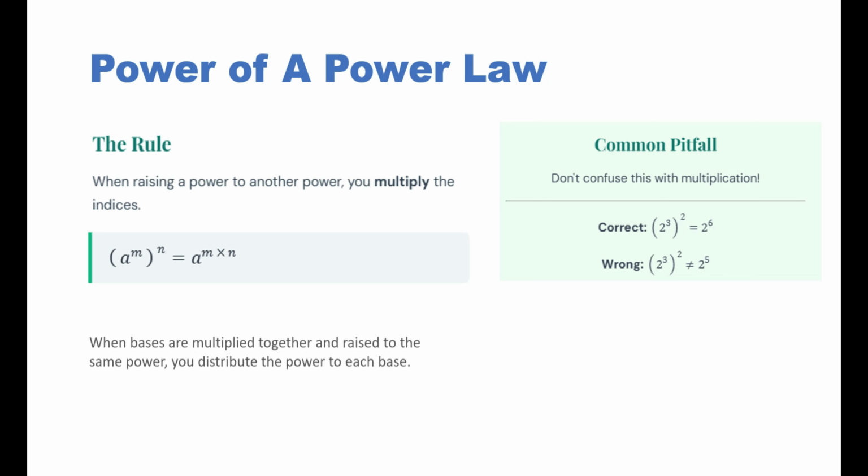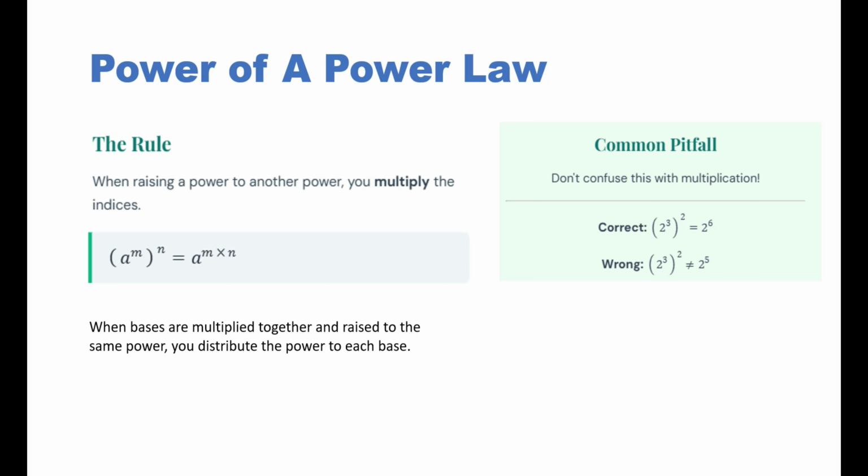Also, on the same concept of powers, when bases are multiplied together and raised to the same power, you distribute the power to each base. Hence, ab to the power of n is the same as a to the power of n times b to the power of n. So, let me give you an example which combines the two concepts about powers.